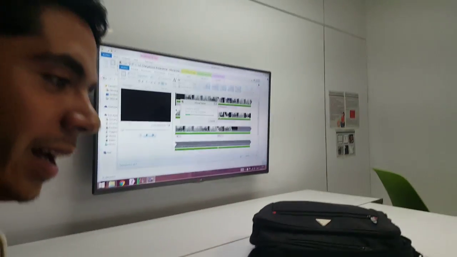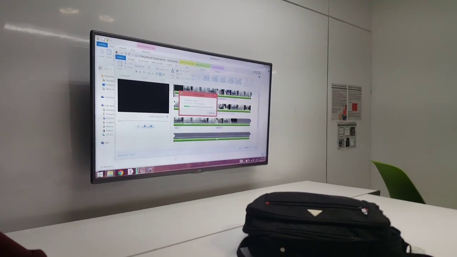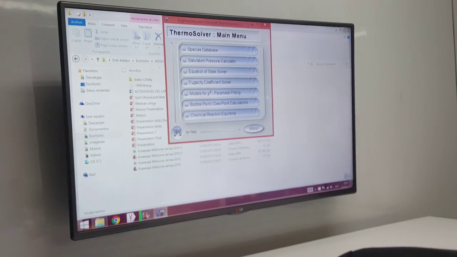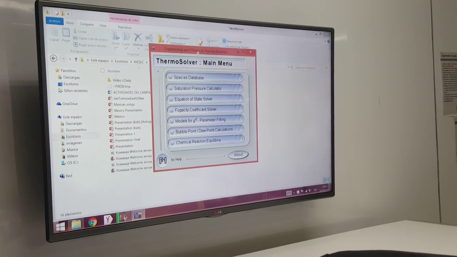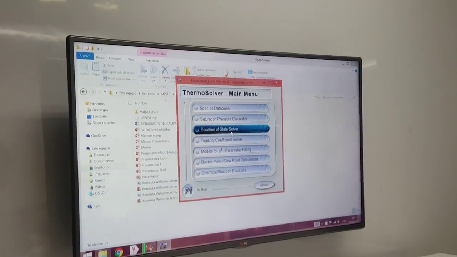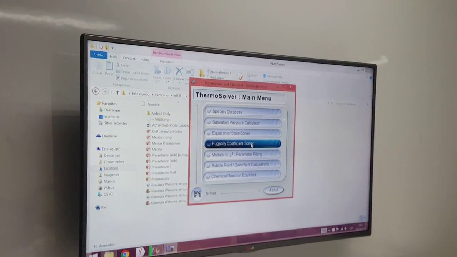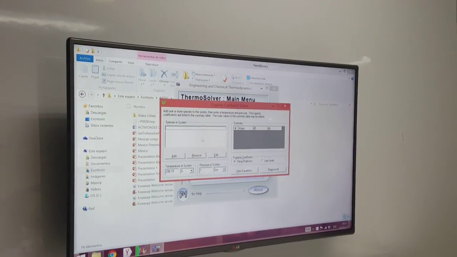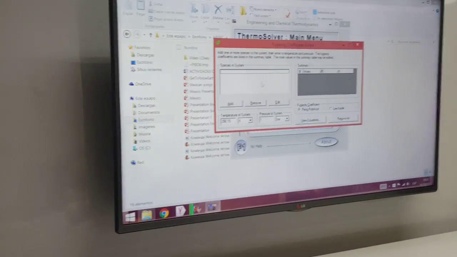So there you go, you open the Thermosolver. This is the Thermosolver, and here we have many options: an equation of state solver, a saturation pressure calculator, and others. The one that we are going to use today is the fugacity coefficient solver.